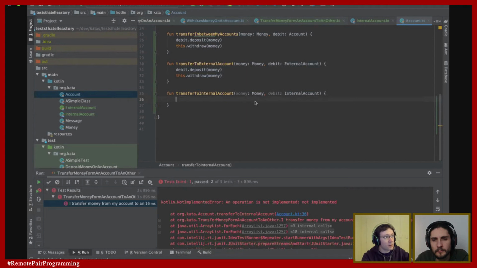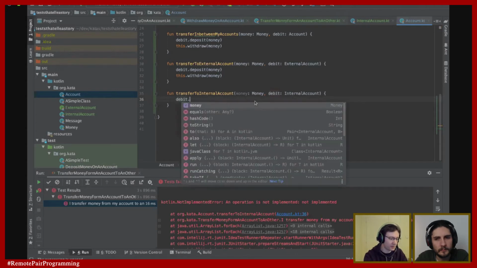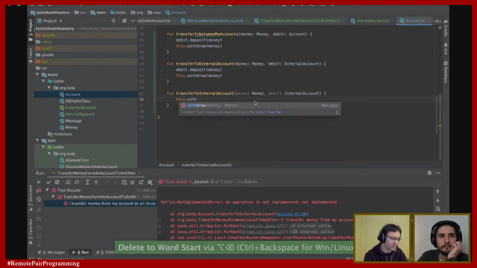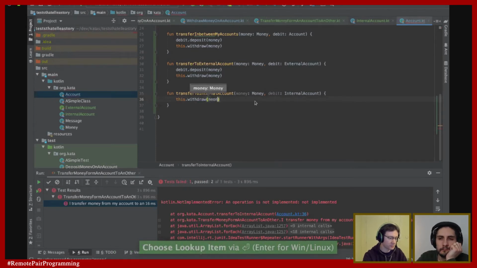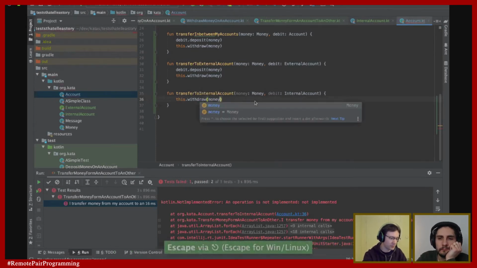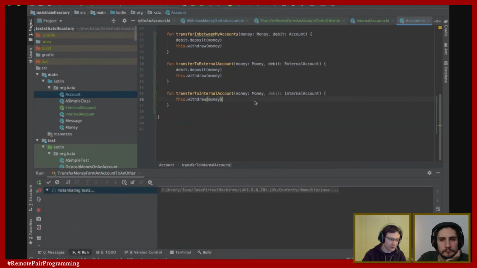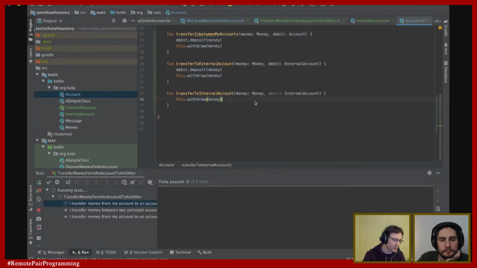Let's make it pass, but actually, if I want to make it pass, I can do something very silly, like I withdraw money from my account. This is not what I want, but I'm doing this so that we can talk about what we do with this internal account. I could do just this, so this won't pass because I have no money on my internal account at this point, so it should fail.